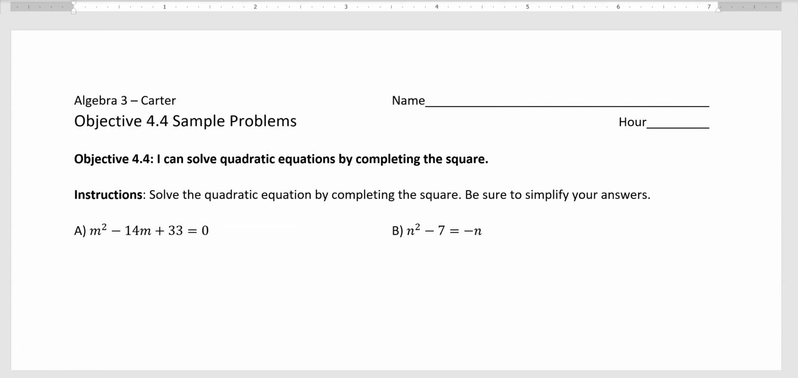Welcome to our Objective 4.4 sample problems, where we are going to practice solving quadratic equations by completing the square. So let's dive right in.